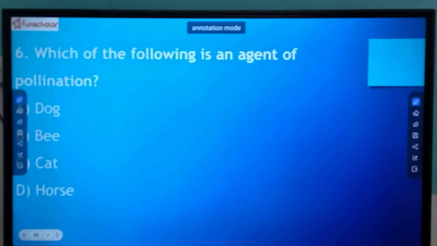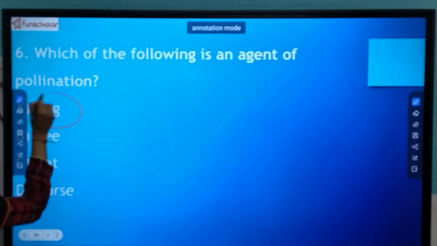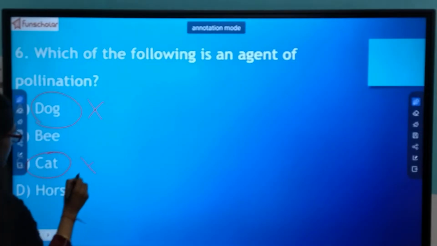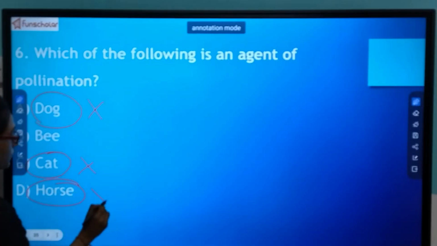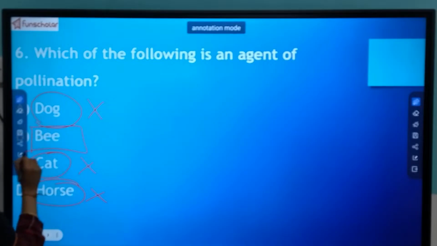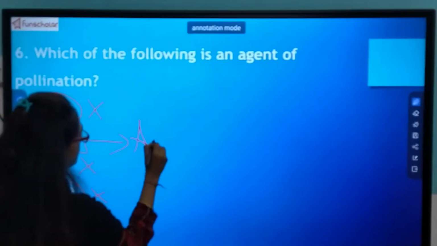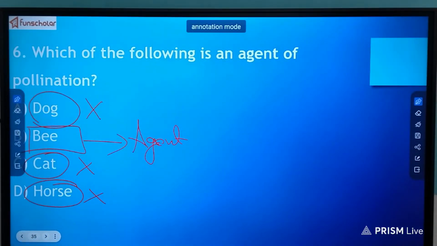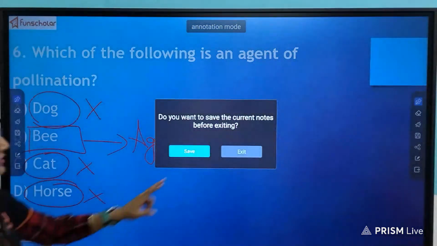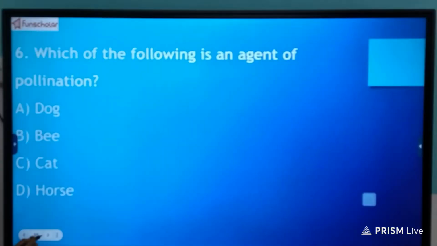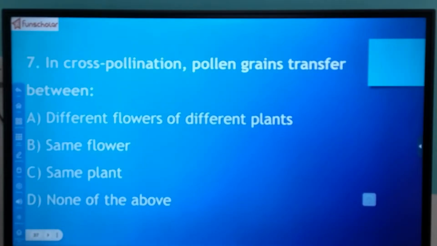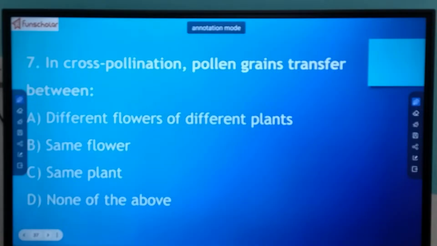Which of the following is an agent of pollination? Have you ever seen a dog? No. Have you ever seen a cat? No. Have you ever seen a horse? No. Then who is left? Bee is the agent, right? I have shown you in the picture also. So understood? Clear? Very good. Just practice more and more. The more you practice, the more things are clear to you.